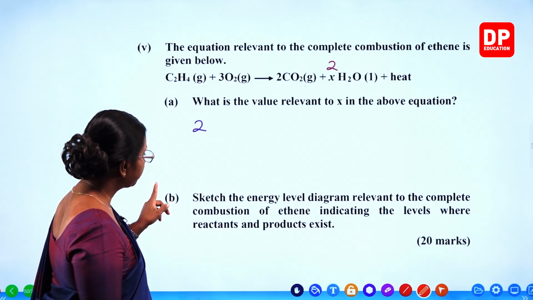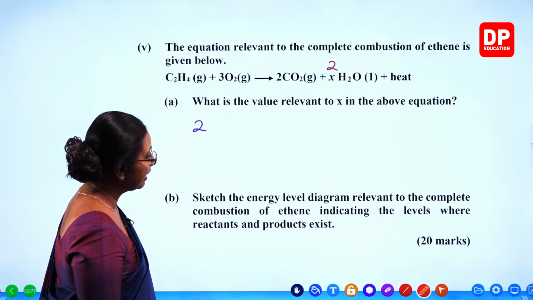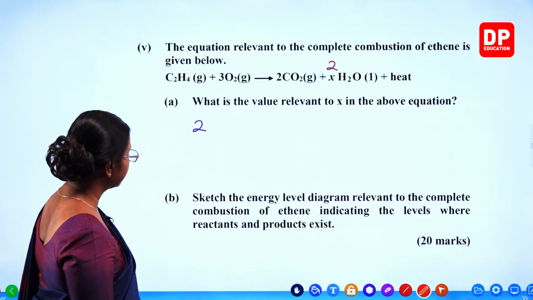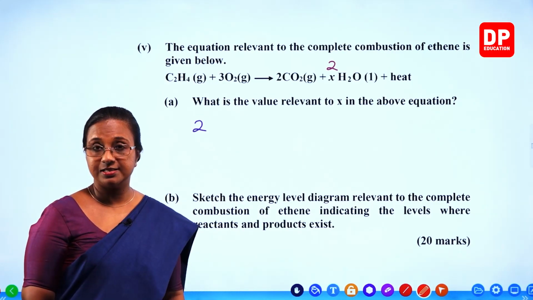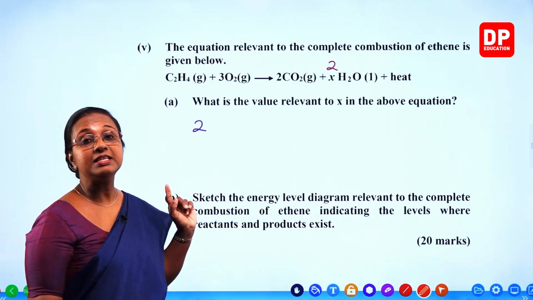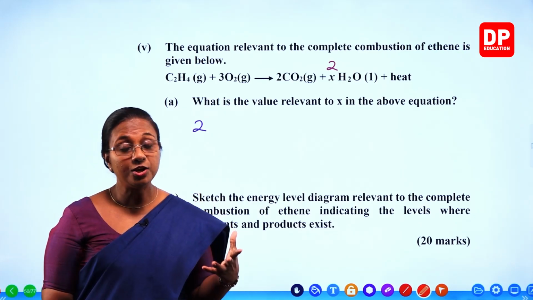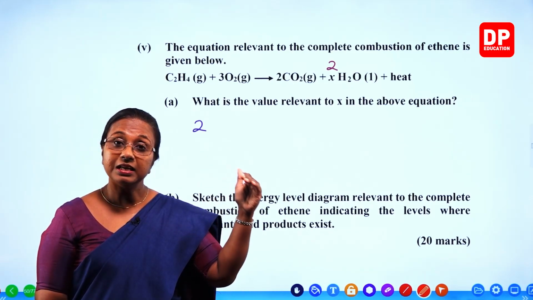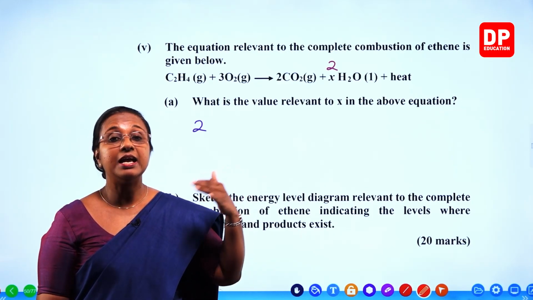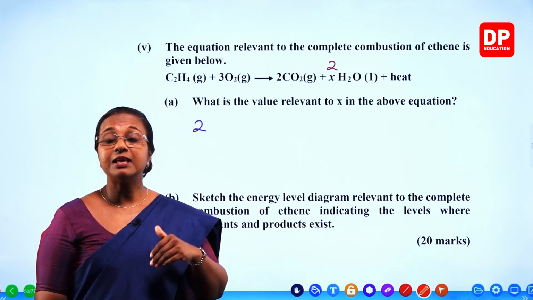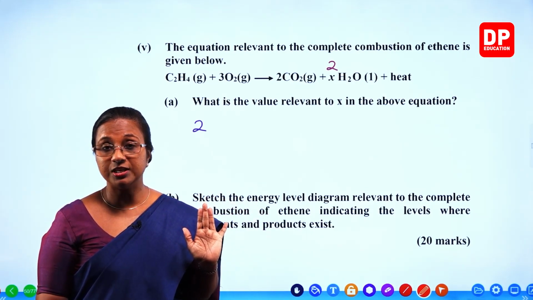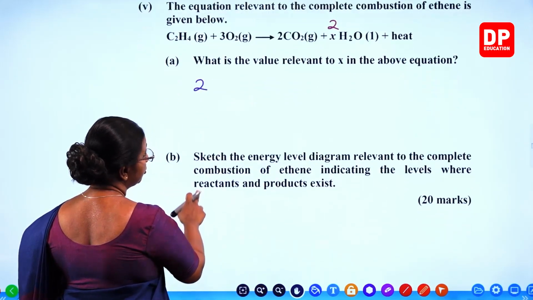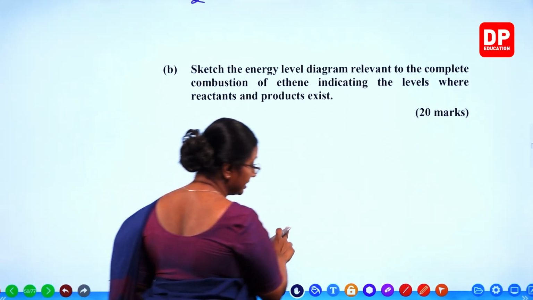Then the B part, sketch the energy level diagram relevant to the complete combustion of ethene, indicating the levels where the reactants and products exist. So here you can see heat is released during the reaction. And normally you all know combustion is an exothermic reaction. So that means the energy of reactants is high, energy of products is low. So when the reaction proceeds, heat is released to the environment. So that is how combustion happens. Exothermic reaction. So you have to show that in an energy level diagram.